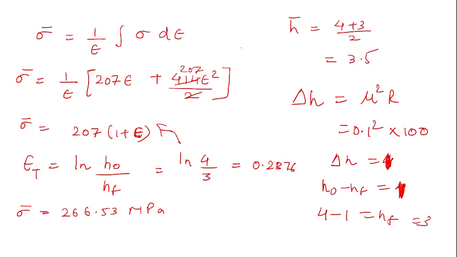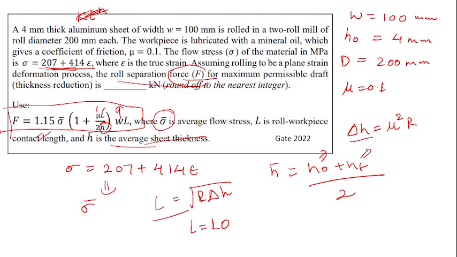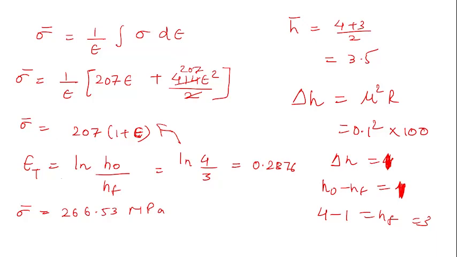Now you fill all the values in this formula. You have calculated L, W is given, mu is given, H bar you have calculated, and average flow stress also you have calculated. So when you solve, your force will be coming as 351 kilonewtons. Any doubts in this question?